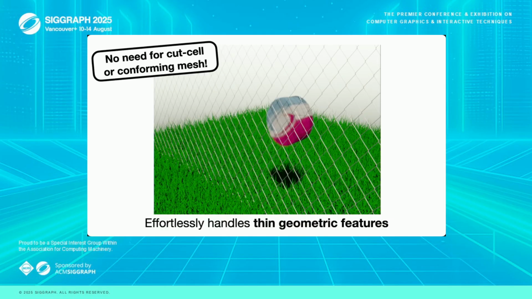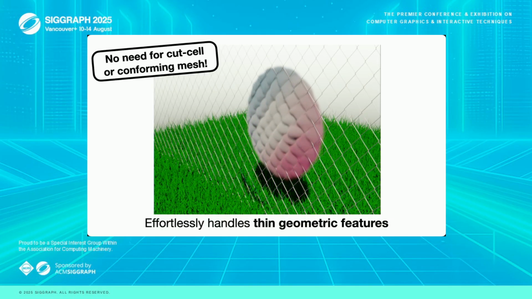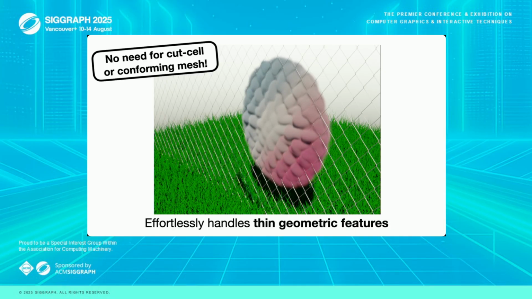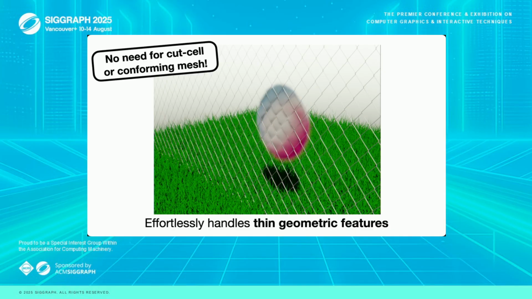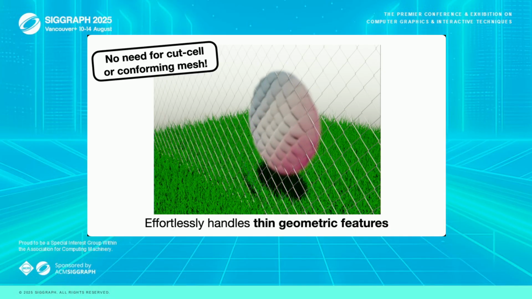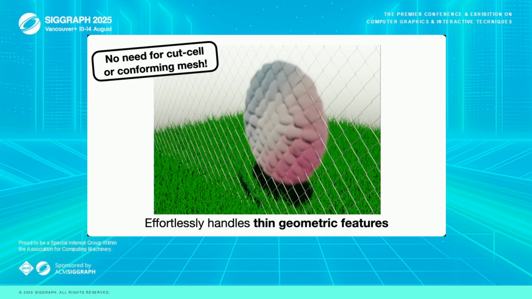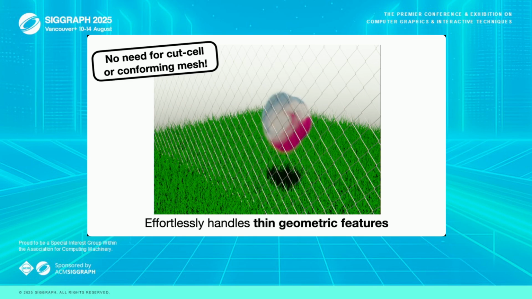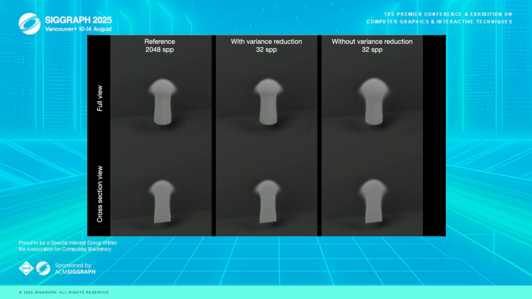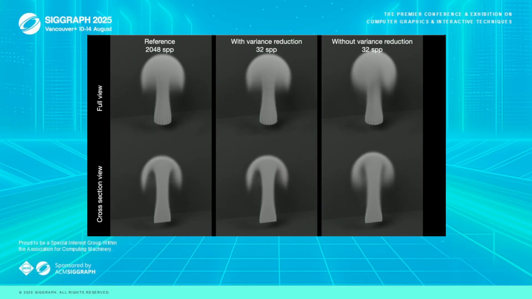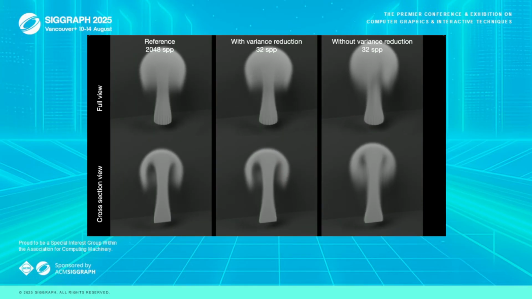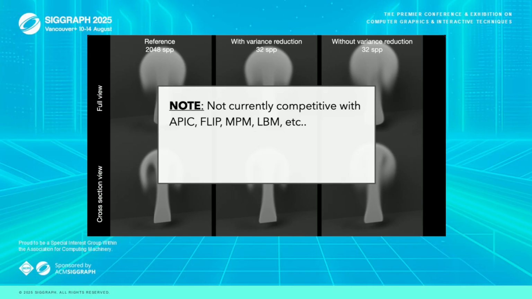Now, as I understand it, the motivation to use Monte Carlo was to avoid using conforming meshes or working with cut cell methods, which can be tedious to use with fine-scale geometry. But with a Monte Carlo approach, no special treatment is needed for handling such geometry. Now, these methods are very much a first attempt at using Monte Carlo for fluid simulation, and they're not yet competitive with state-of-the-art techniques such as APIC, FLIP, or lattice Boltzmann methods.